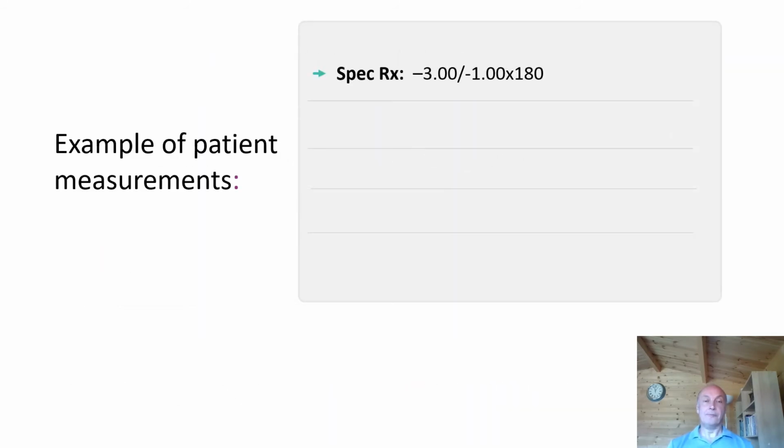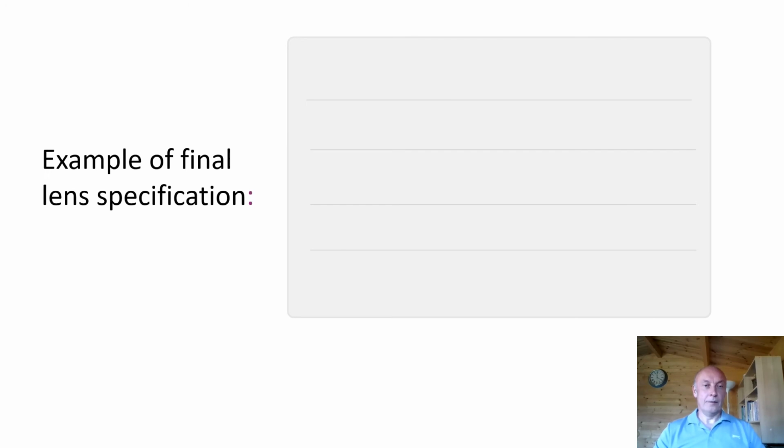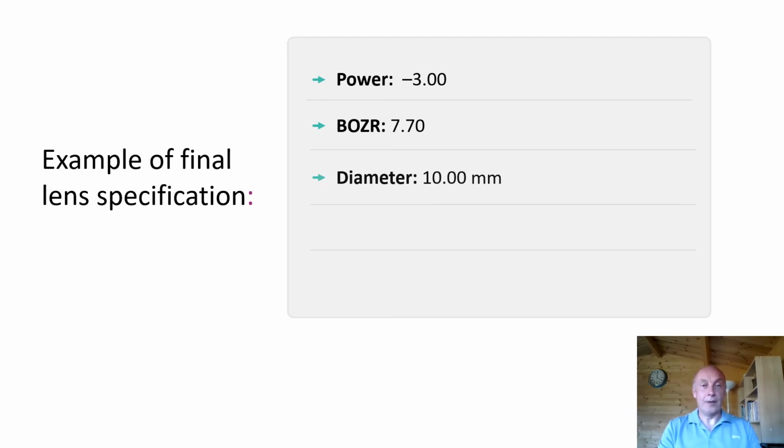If we look at another example, this patient has a spectacle Rx of -3, -1 at 180. The keratometry readings are 7.7 by 7.5. HVID again 11.5. We're going to choose a spherical multicurve or an aspheric for this patient, and which material. So looking at our example, the final lens specification, the power of the lens will be -3 because the cylinder is under 2.5 diopters and matches the corneal cyl, so no toric is needed. We've taken the flattest keratometry reading of 7.7 to calculate our back optic zone radius. And using our horizontal visible iris diameter of 11.5, it gives us a total lens diameter of 10 millimeters.